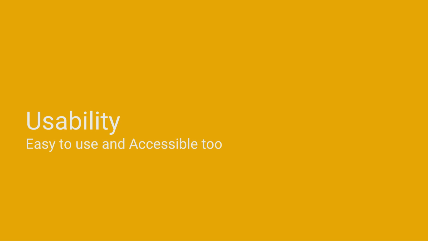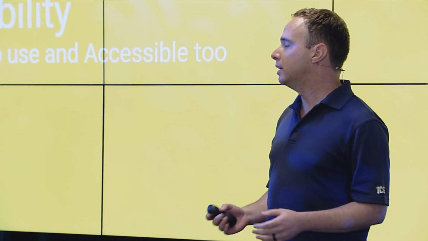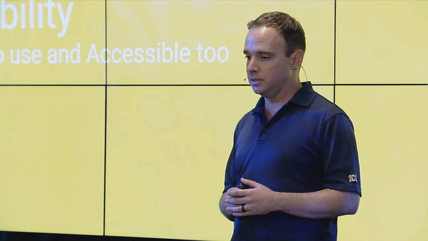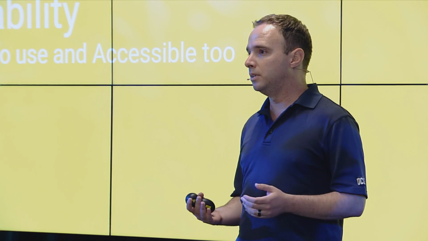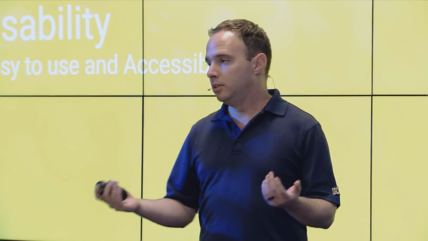Usability. We want the components to be usable for both our developers and our users. Accessibility is for everybody. It's not just for a certain set of users. If your UIs are accessible, they make them easier to use for everybody. Me, you, my dad, everybody.